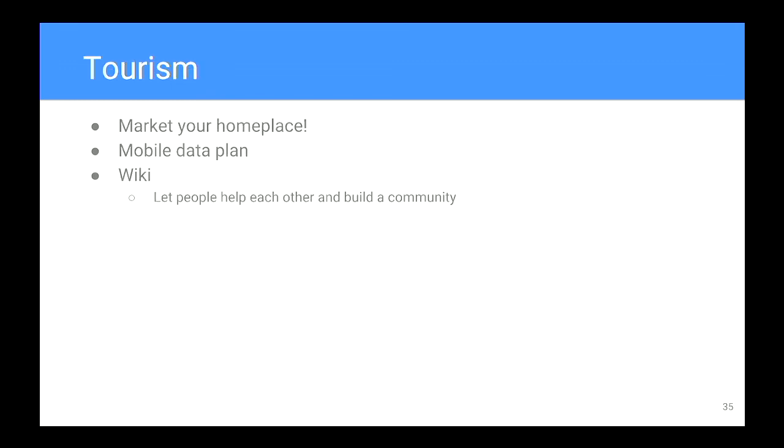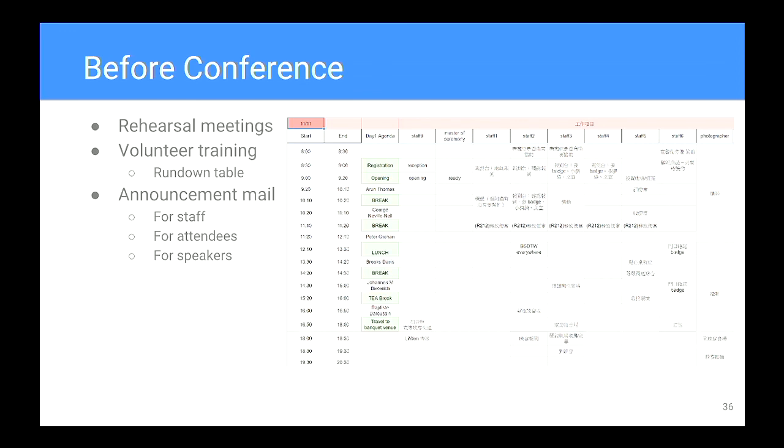All right. Because people come to your hometown, they probably want to do some tourism, so try to market your home place. And people will want to know the 3G, 4G data plan in your country. What we did last year is set up a wiki system and let people help each other. This is also a kind of interaction between the speakers, your conference staff, and the audience, which is very useful. Right, we said we have rehearsal meetings, so it is best to have a schedule to list the time, and who should do what in each time slot.